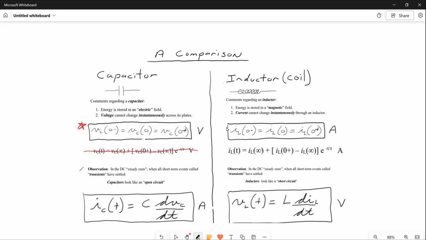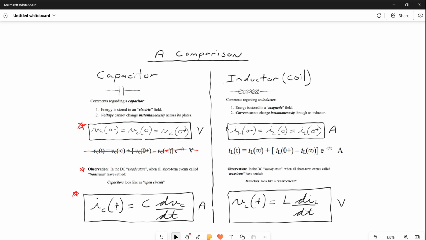And here's the next thing you have to understand. Observation: in a DC steady state condition, when all short-term events called transients have settled out, capacitors look like an open circuit. So remember, capacitors look like an open circuit to DC. And then finally, this equation right here. The current to the plates of a capacitor with respect to time is equal to the capacitance times the derivative of the voltage across the plates with respect to time. Very important three concepts there.